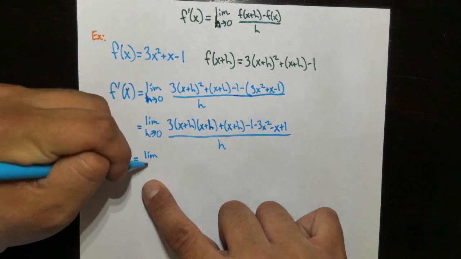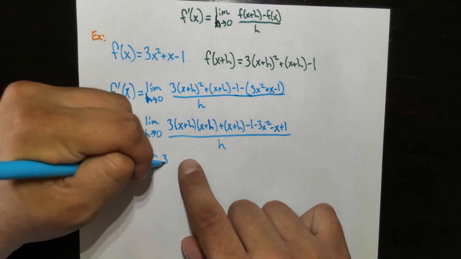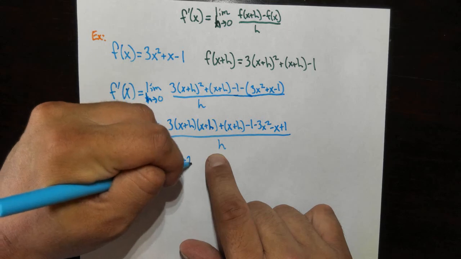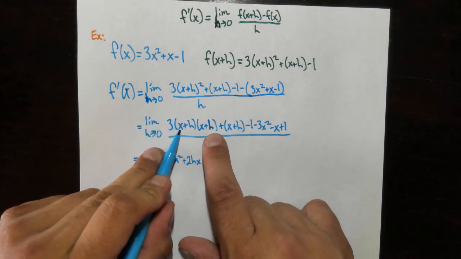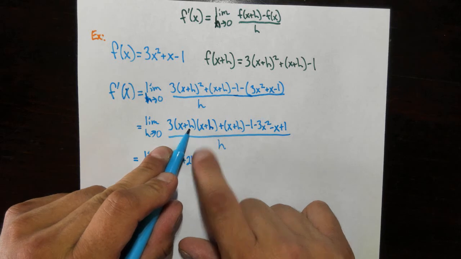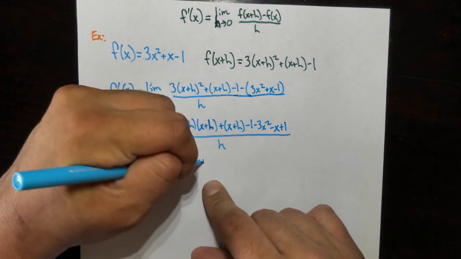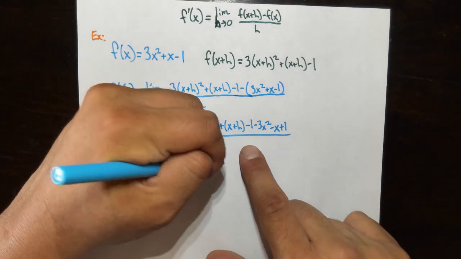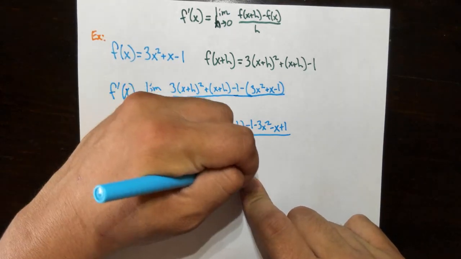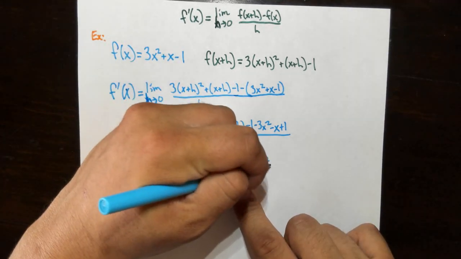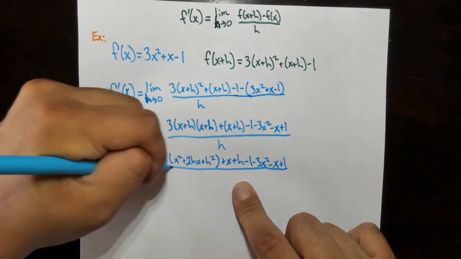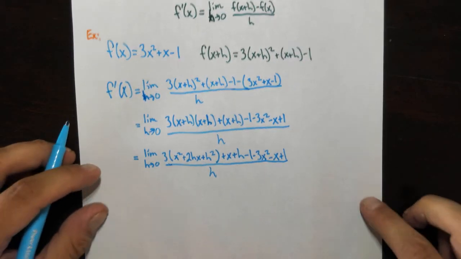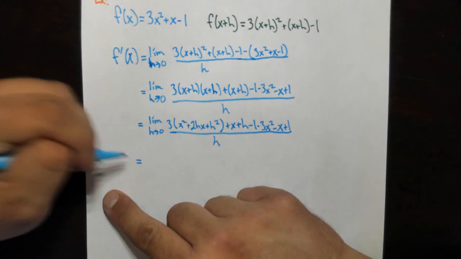So again, we're going to FOIL this front part here. We're going to have the limit as h approaches 0 of 3 times, now x times x is x squared. Now this is the shortcut I was saying. We're going to have plus 2hx, because it's x times h, which is one of them, and then h times x, which is another one, which is two of them, and then plus h squared. Then plus x plus h minus 1 minus 3x squared minus x plus 1 all over h. This makes the quadratic formula look pretty easy, doesn't it?